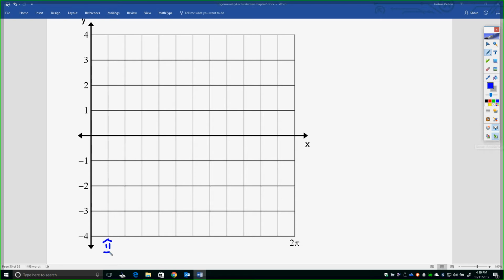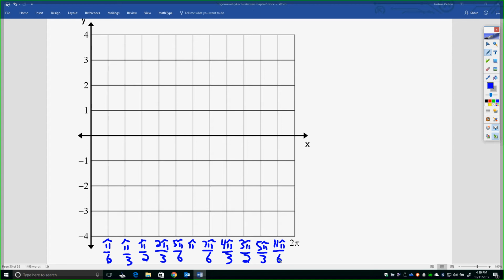So we have 1/6, 2/6, 3/6, 4/6, 5/6, 6/6, 7/6, 8/6, 9/6, 10/6, 11/6, and 12/6 is 2 pi.